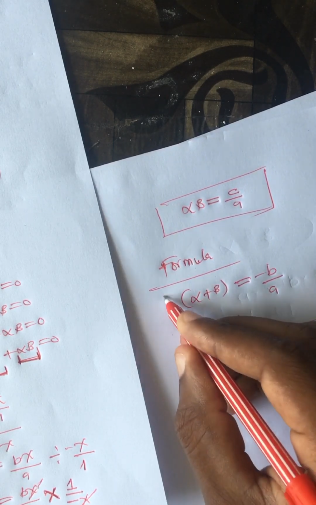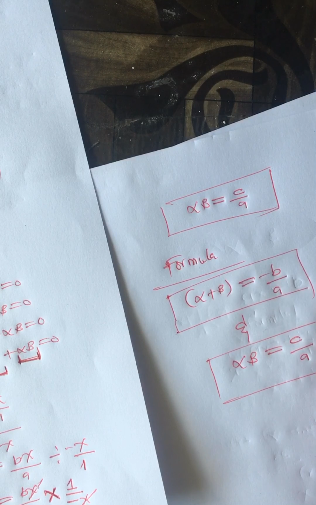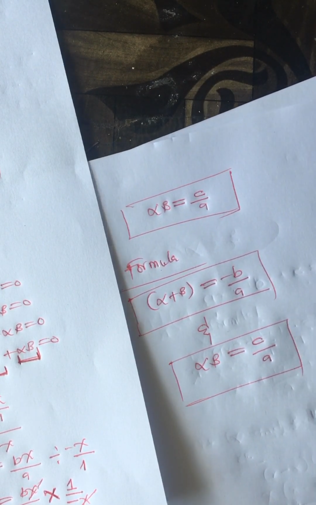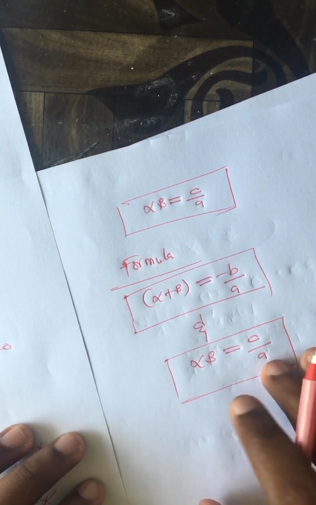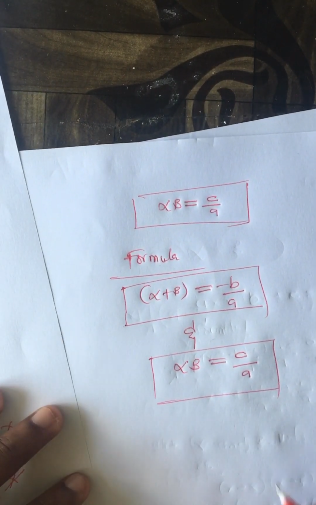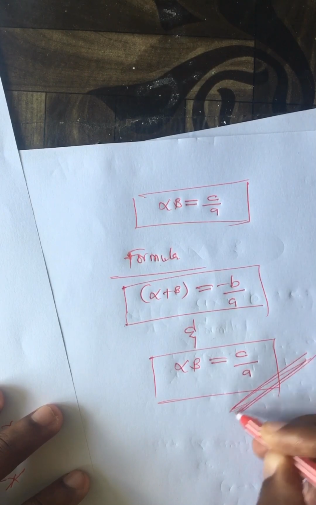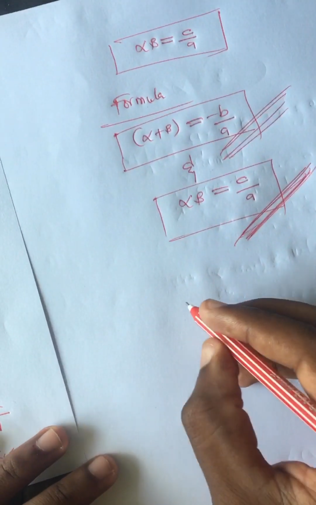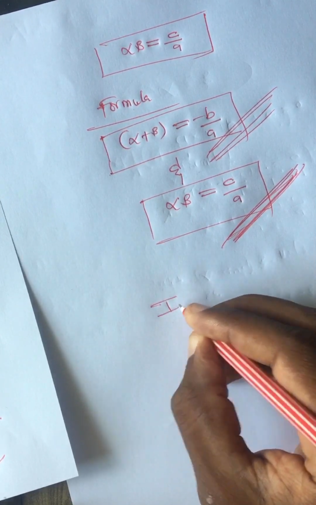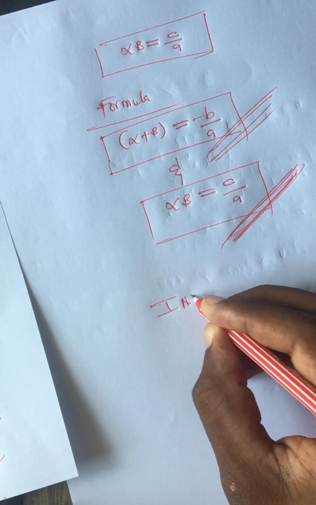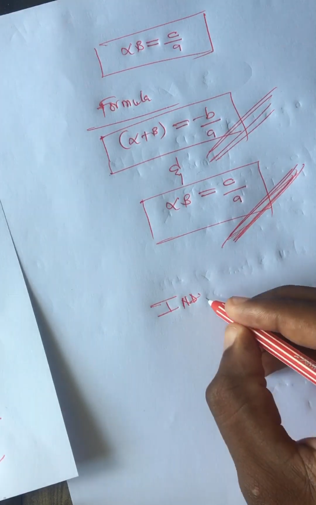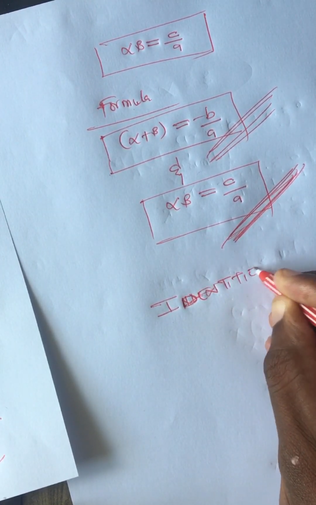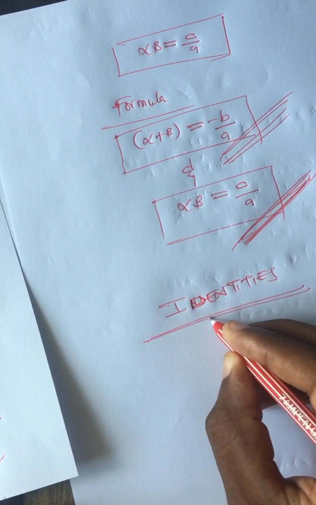Okay, please know this, right? Know these. They are very, very important. If you know these, then the next is the identities.